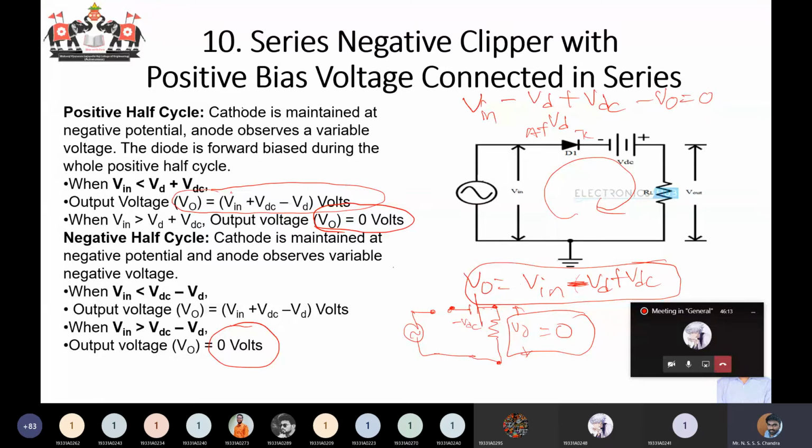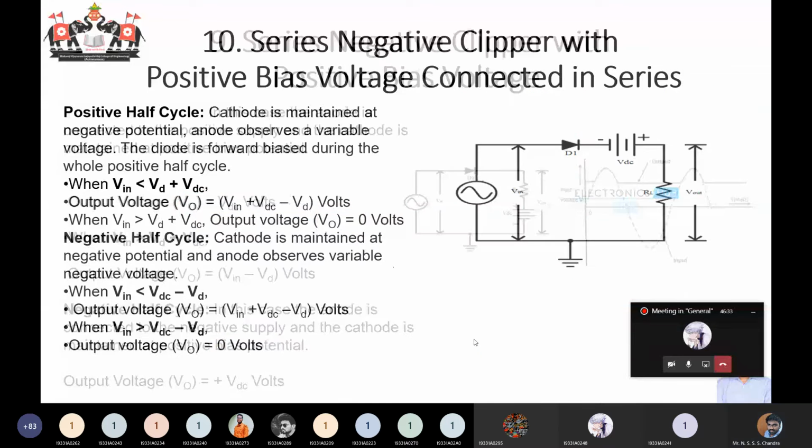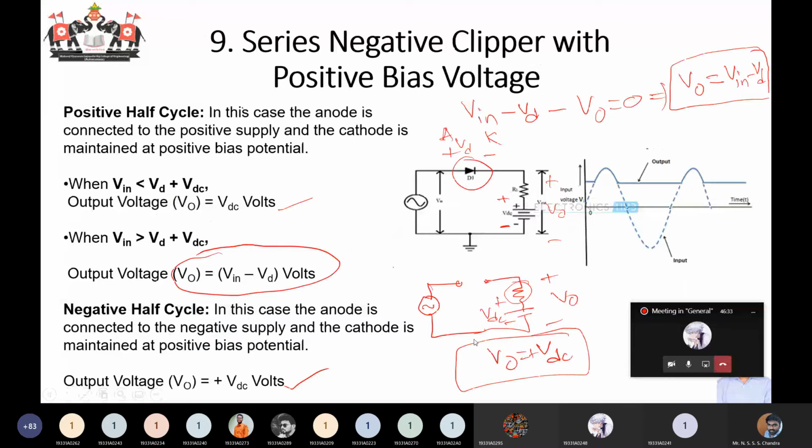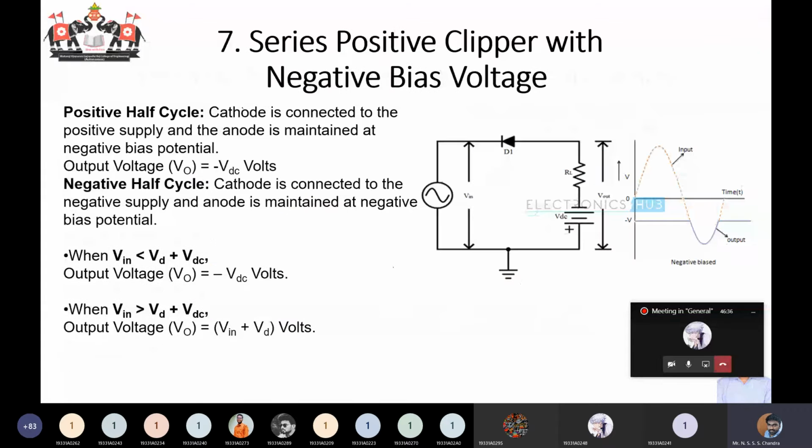So if the simulation circuits are open, I'll show them now, each and every simulation. I have already shown you the fifth simulation, the fifth circuit simulation, the series positive clipper with positive bias application.